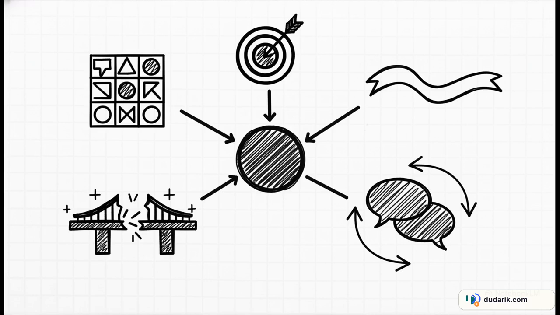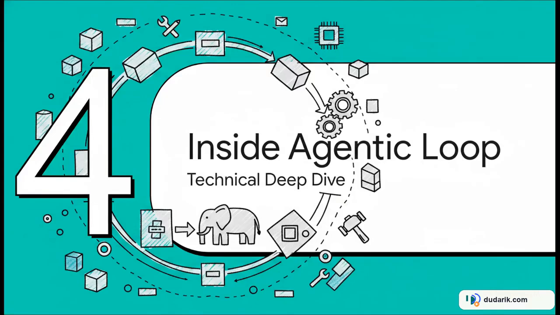Then there's resume, which is amazing. You can magically restore a totally previous session just by passing in its ID. And finally, structured, which lets you enforce strict JSON schemas on the AI's output. Basically, it covers every conceivable way you'd want to talk to an AI model. All right, Section 4. Let's pop the hood and go inside the agentic loop for a technical deep dive.